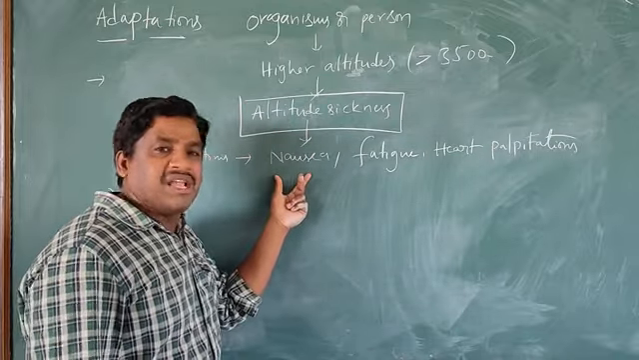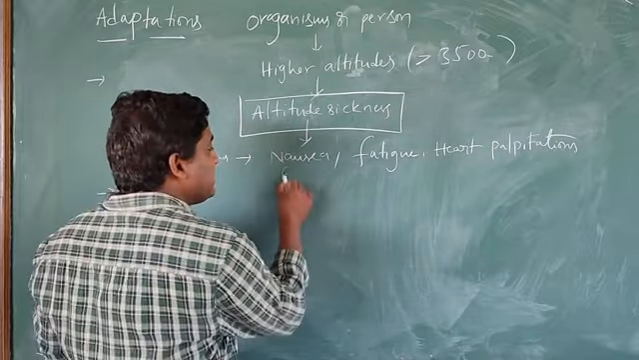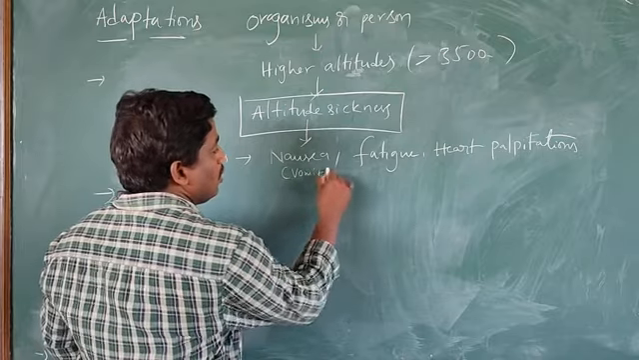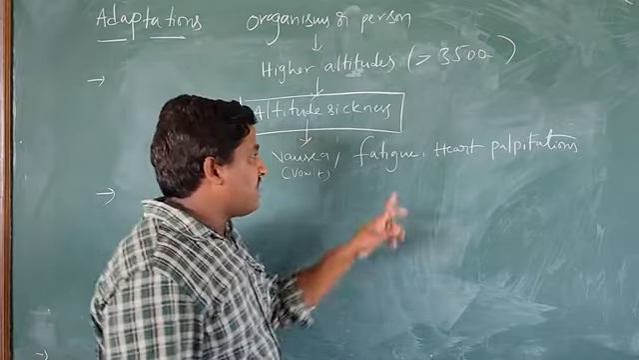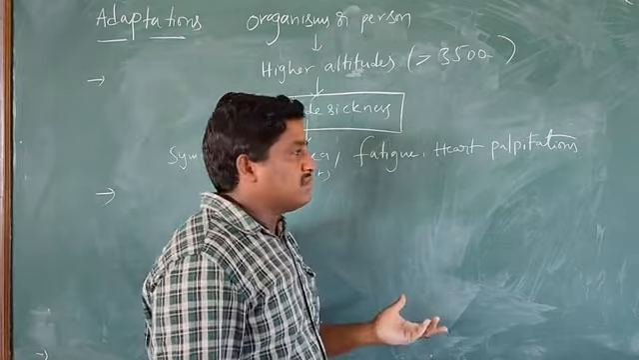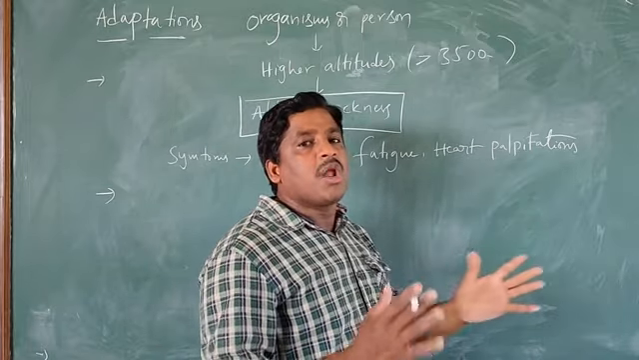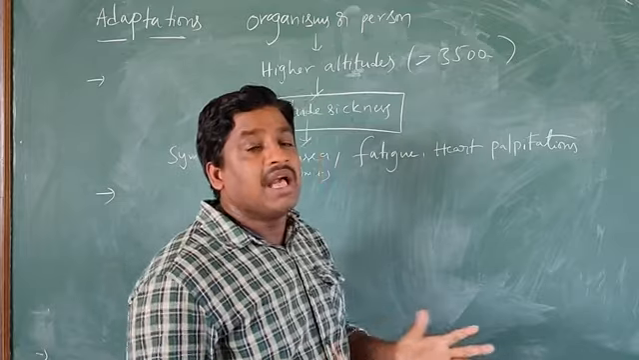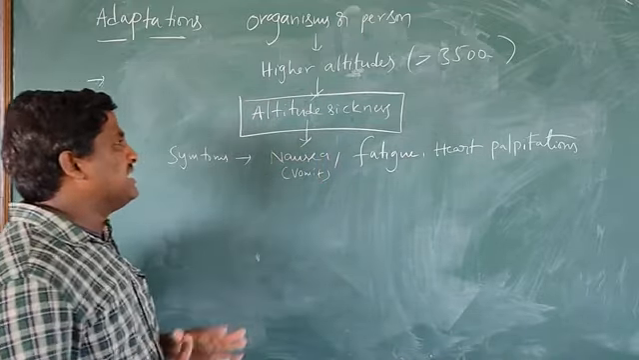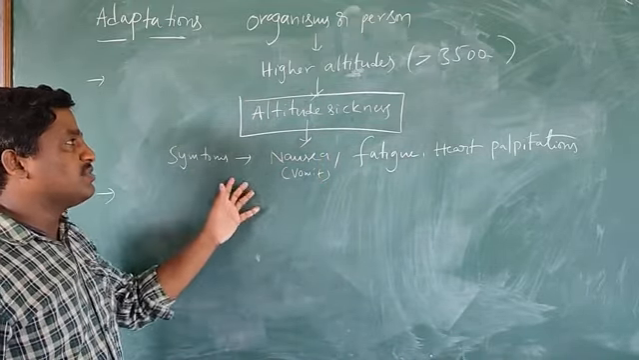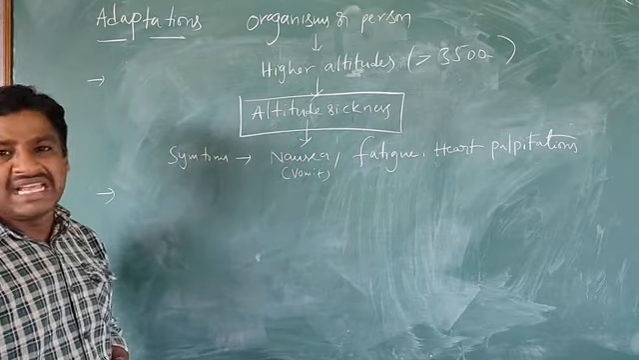Nausea means vomiting, and fatigue means tiredness. Heart palpitation means the heart beating is abnormal. Those are the symptoms of this altitude sickness.